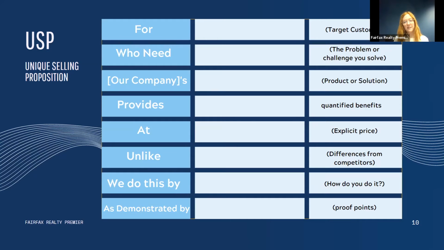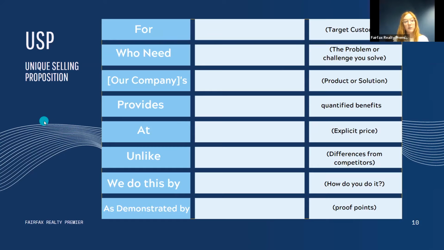So you have something like this where you can create a statement. That's your unique selling proposition. That's what makes your company unique. So the idea is to make sure that you are even just internally deciding what makes you different from the next realtor over or the next real estate company over. So you have to have your target customer. So let's say your target customer is renters. So for renters who need to purchase their first home, with our company's personally guided process, the product or solution.